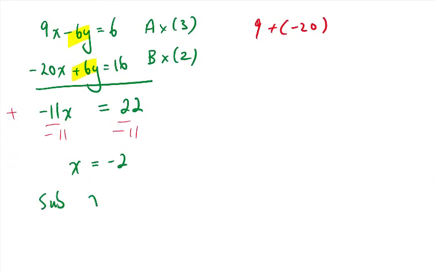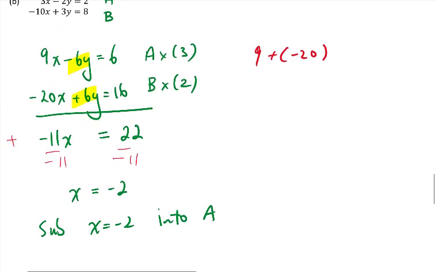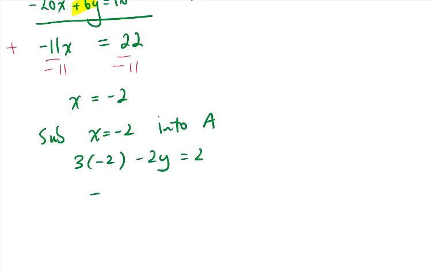Next, I'm going to sub x equals negative 2 into a or b. So this time I'm going to pick a. And a is 3 times x, so 3 times negative 2, minus 2y equals 2. 3 times negative 2 is negative 6, minus 2y equals 2. I'm going to add 6 to both sides to get rid of the negative 6, sorry. So that's going to give me negative 2y equals 8.